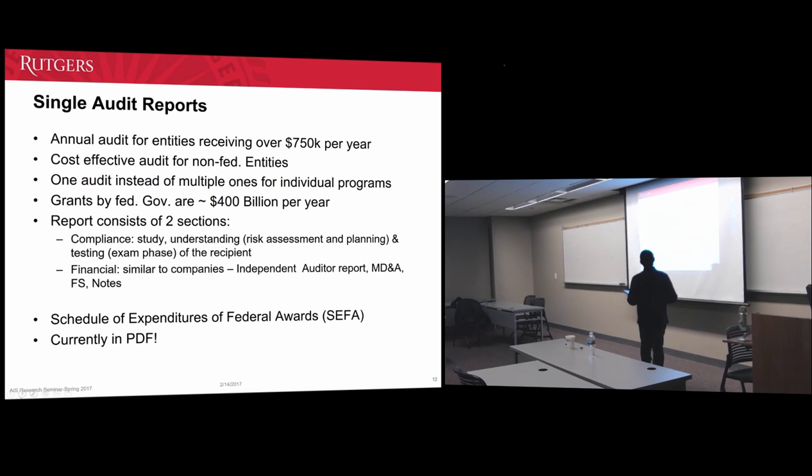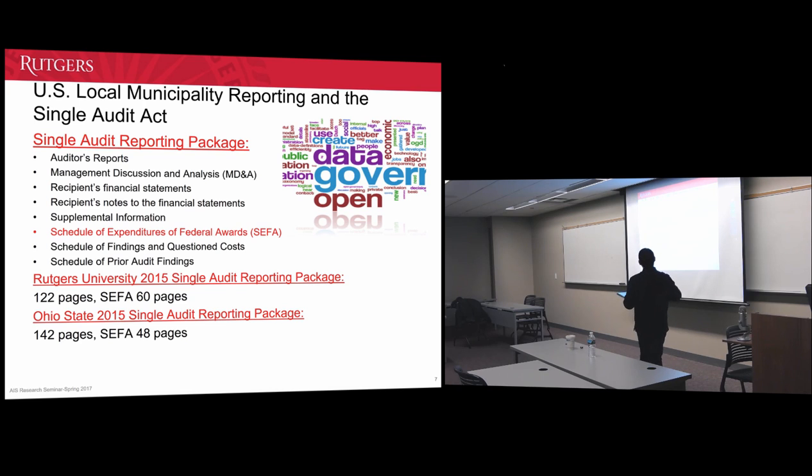They have different parts. One of them is for compliance, to make sure that the recipient was compliant with requirements of those funds and awards, and the other one is financial. This is similar to the company's financial statement. So they would have MD&A, they would have the normal financial statements, they would have the notes to the financial statements, etc. And they have the SEFA section, the Schedule of Expenditures of Federal Awards. The reason why we singled out this one is that this is our main focus in our paper. Now, again, this is currently in PDF. And as you can see here, this is what information is in each one of them.